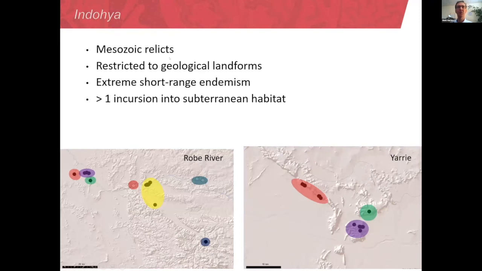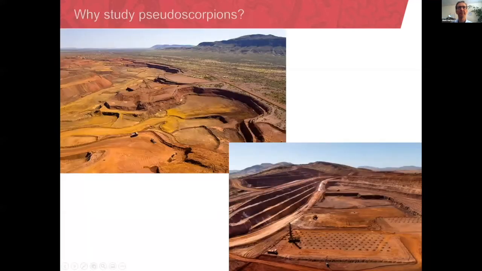And looking at them in a little bit more detail, we can see that the scale here, remember, is only 10 kilometres, and we have a complex of 3 closely related species here, separated on different ridges in this particular part of the Pilbara, which probably their isolation in these ridges over time has probably led to these speciation events. And the same thing occurs in other parts of the Pilbara as well. So we have extreme short-range endemism. They're restricted to individual geological landforms, the troglodytic species, and it's clear that there's been more than one incursion into subterranean habitats, especially in the Pilbara.